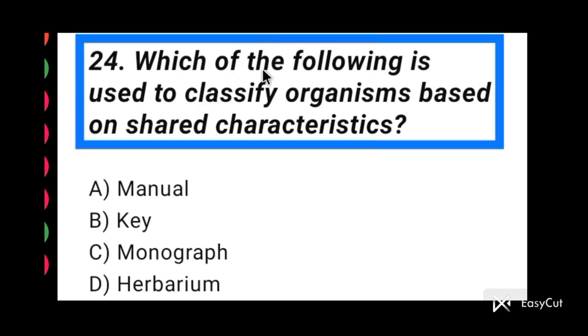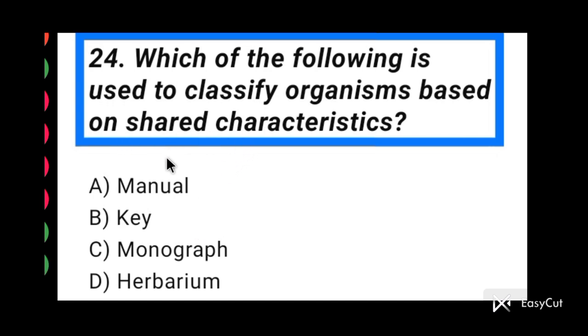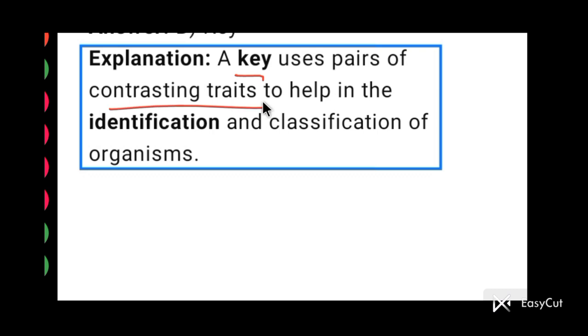Question number 24. Which of the following is used to classify organisms based on shared characteristics? The keys are based on contrasting characters, generally in a pair called couplet. So option B is correct for question number 24. A key uses pairs of contrasting traits to help in the identification and classification of organisms.